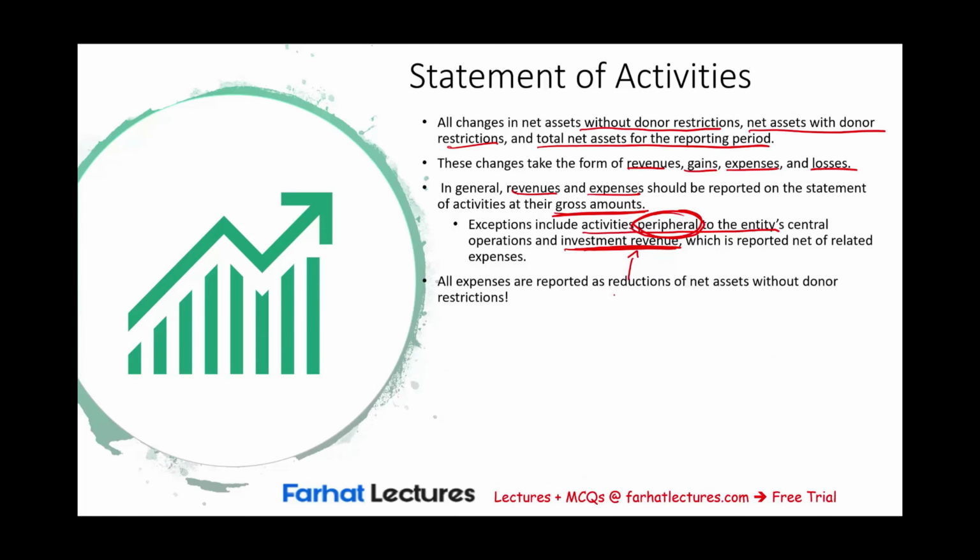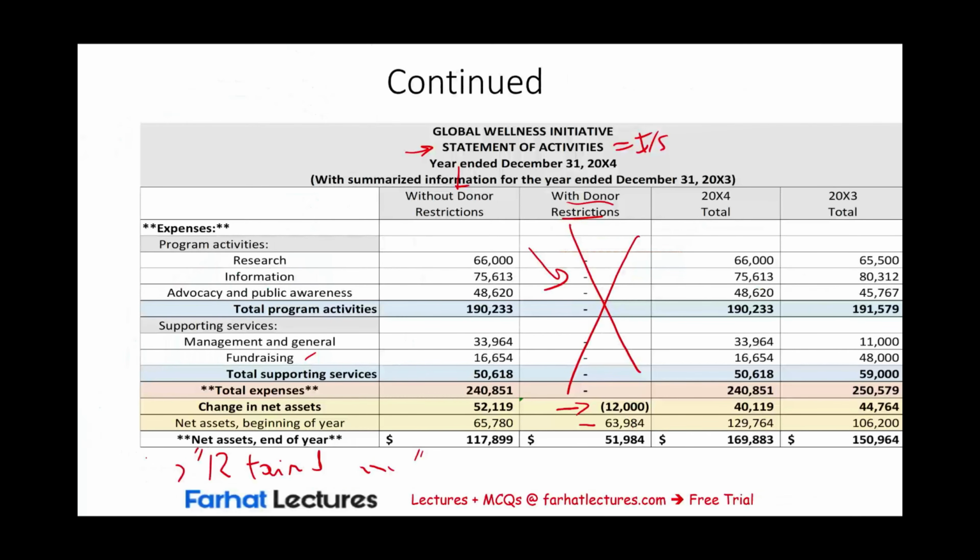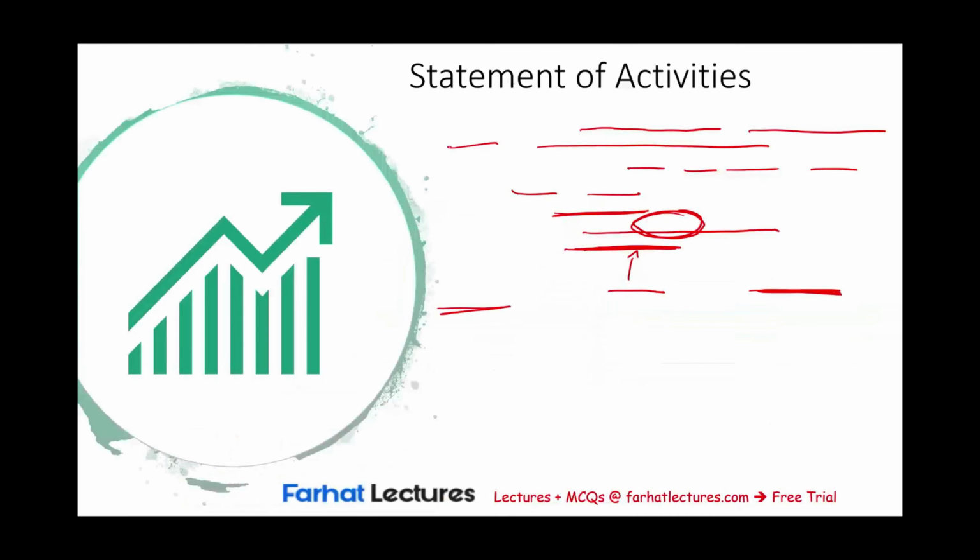All expenses are reported as a reduction of net asset without donor restriction. Once again, let me show you this. So all the expenses are reported under without donor restriction. Do you see here? There are no expenses on the other side. And I'm going to explain why in a moment. I just want you to see this first.